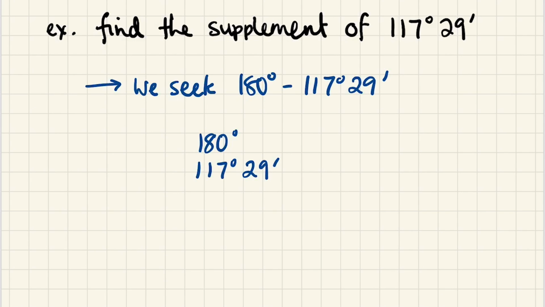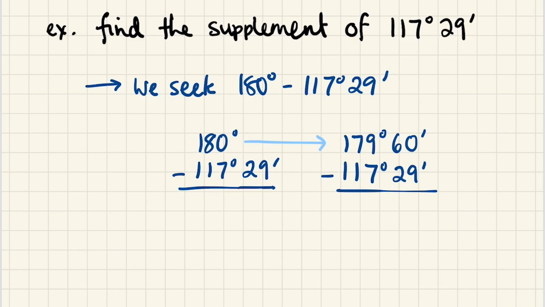Okay, but there's nothing to subtract the 29 degrees from, right? And even if there were something there, there's still an issue that you might run into. What if we were told to find 180 degrees and 25 minutes minus 117 degrees 29 minutes, right? You wouldn't want to put like -4 minutes here, okay? That's problematic. So in that type of situation, what we're going to do is rewrite the 180 to 179 degrees, 60 minutes.